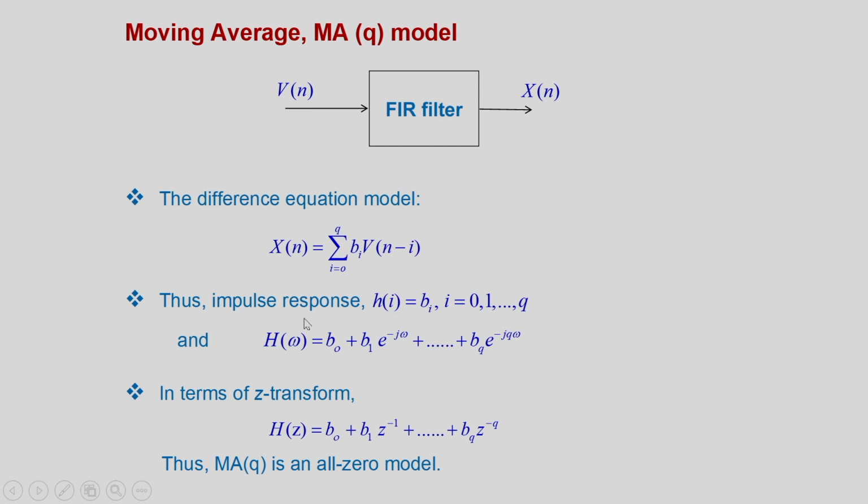And in the transform domain, the frequency response H(omega) is given by b_0 plus b_1 e to the power minus j omega plus b_2 e to the power minus j 2 omega, and so on up to b_q e to the power minus j q omega. This is the frequency response of the FIR filter representing the MA(q) process. In terms of the Z transform, we will have H(z) equal to b_0 plus b_1 z to the power minus 1 plus up to b_q z to the power minus q. Thus, MA(q) is an all-zero model, because the transfer function has only the numerator term.